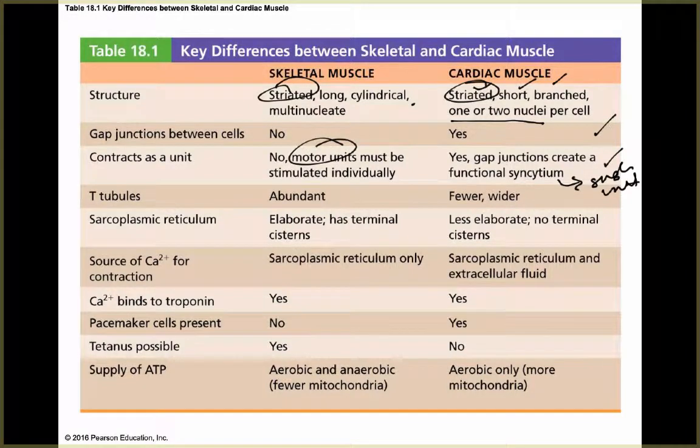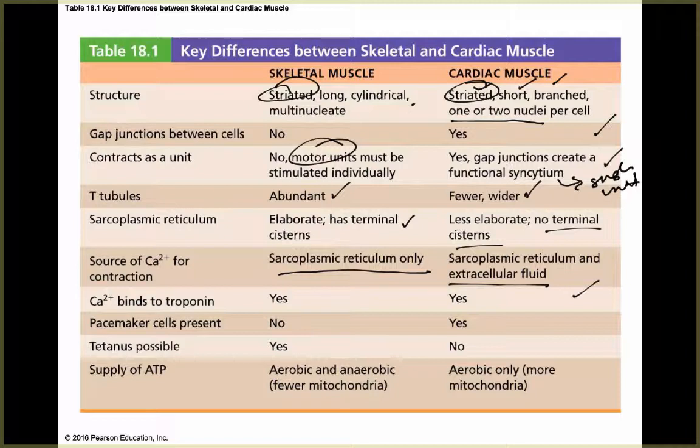Skeletal muscle doesn't, unless the motor nerve units are stimulated individually and activate. T-tubules are abundant in skeletal muscle. In cardiac muscle there are fewer of them, but they're wider. The sarcoplasmic reticulum in skeletal muscle is very elaborate and has terminal cisternae. Cardiac muscle doesn't have terminal cisternae, thus no triads. In skeletal muscle, calcium comes from the sarcoplasmic reticulum only. In cardiac muscle, you can get it from the extracellular fluid as well.